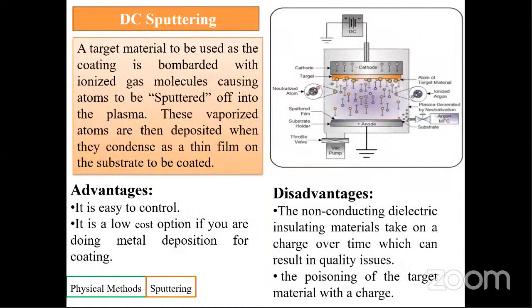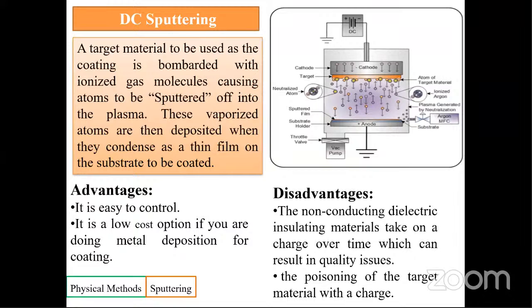In the DC sputtering system, basically we have 2 electrodes. One is known as the cathode and the other one is the anode. On one electrode we put the target material which you want to deposit. On the other electrode we put the substrate where you want to deposit the material. You can see in the picture the substrate holder, anode and cathode. We put the target on the cathode, and on the anode we put the substrate material.